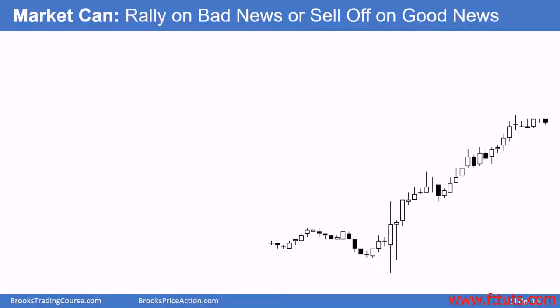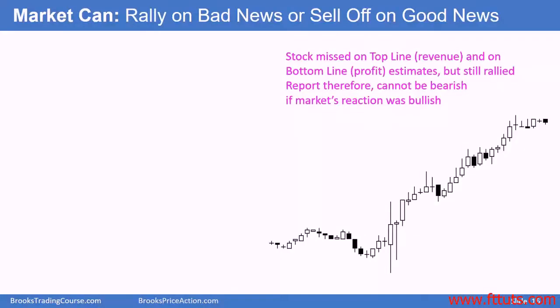Let's say a stock missed on the top line on an earnings report. So the revenue is less than what they expected. And let's say they also missed on the bottom line. Their total profit is less, but the market still rallied. Is the report bearish if the market is going up? No, to me, if the market is going up, despite the news appearing to be bearish, the stock bringing in less money and making less profit on the money that they're bringing in, to me, that's a bullish report. All I care about is this: if it's going up, the news is bullish.